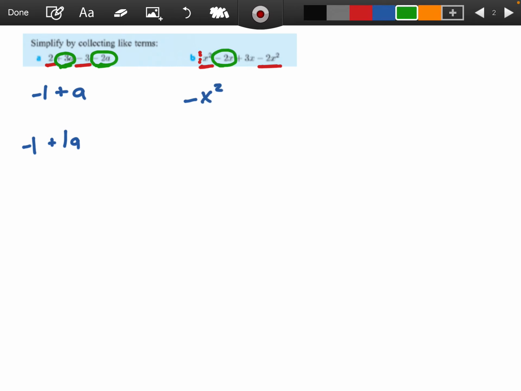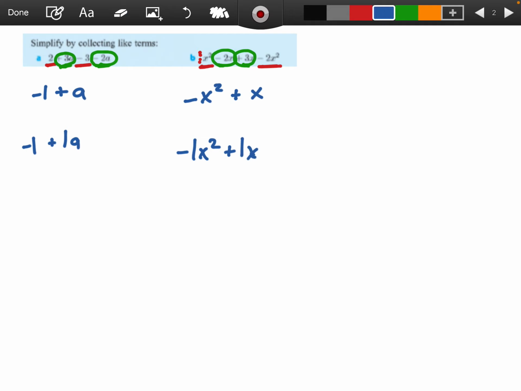And then again, move on to the next kind of term. So we have -2x plus 3x. So -2 plus 3 gives me +1. So again, I don't need to write the coefficient of 1. I can just write plus x. And again, if you were to write -1x squared plus 1x, it's not wrong. I guess you just need to get out of the habit of writing that coefficient of 1 and just understand that without the coefficient of 1, there is still a 1 that exists there.